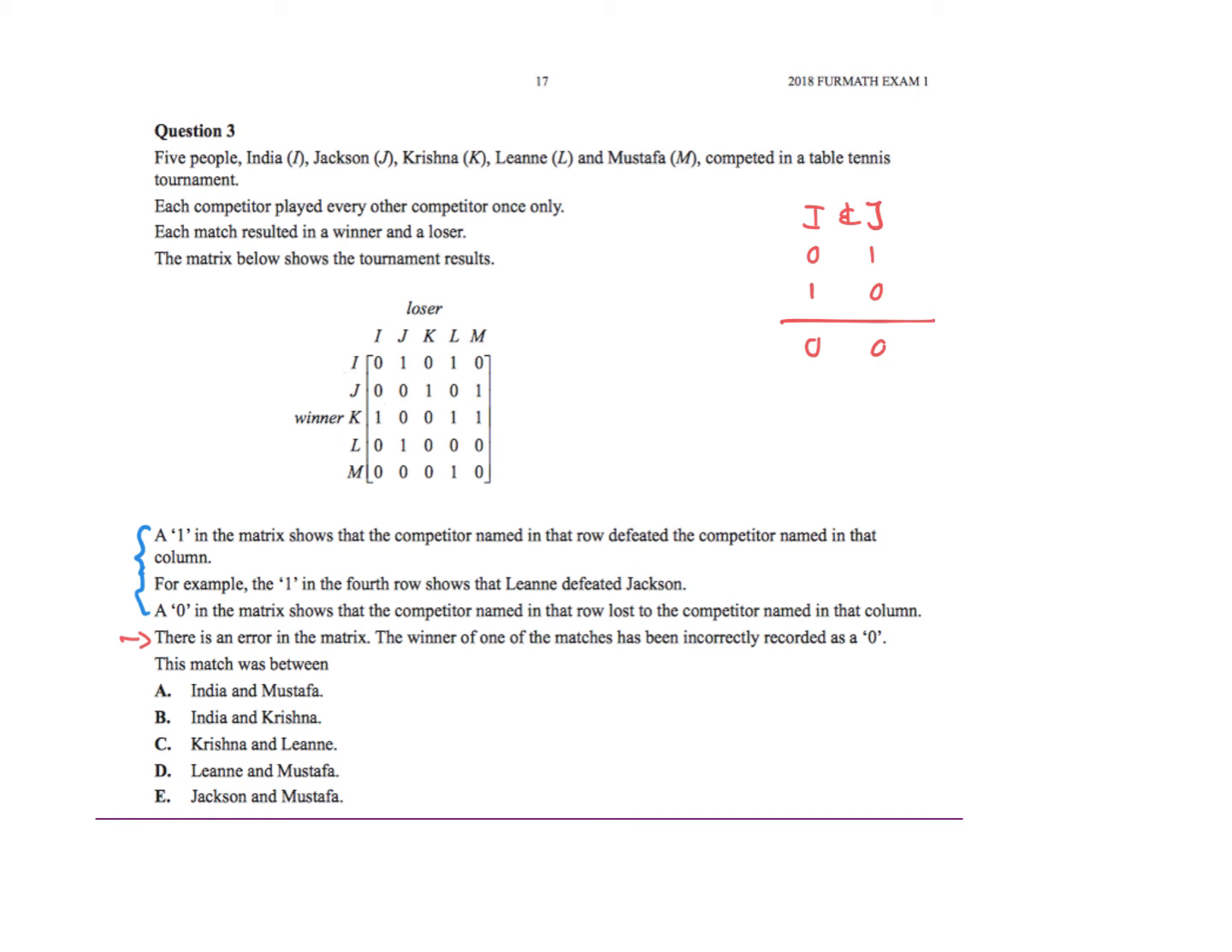So we think it's I and M. If we look at I and M, we've got a 0 there. If we go down to M and I, there's 2 zeros, so one of them should be a 1. So we're going with answer A.